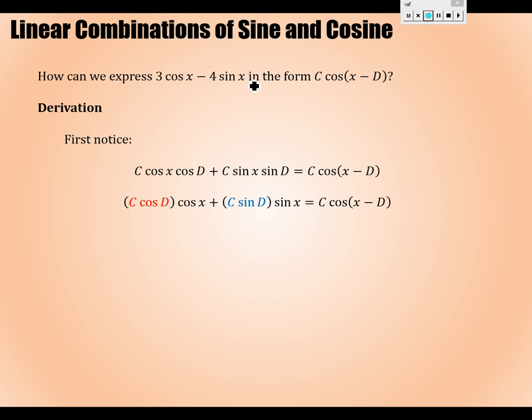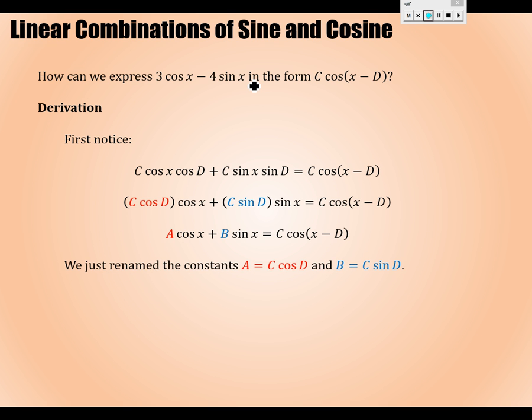If c cosine d is a constant, well, maybe that constant is 3. Like, maybe this thing is 3, and maybe in blue, c sine d, maybe that's -4. You feel me? Okay. That's kind of where we're headed with this, right? So, just for the sake of clarity, for now, let's rename that c cosine d. Let's rename that a, and in blue, let's rename that b. Okay, so I just renamed the constants.